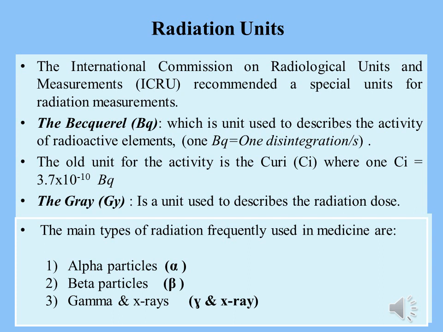The Gray, Gy, is a unit used to describe the radiation dose in the SI unit system. The main types of radiation frequently used in medicine are alpha particles, beta particles, gamma and X-rays.